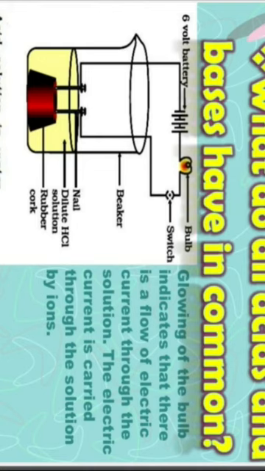So after that, I am telling the conclusion, then we will check how it happens. The conclusion is there is a glowing of the bulb. That indicates that there is a flow of electric current through the solution. The electric current is carried through the solution by ions. Means when the solution dissociates into ions, there is a flow of current. How it happens, that we are going to discuss now.